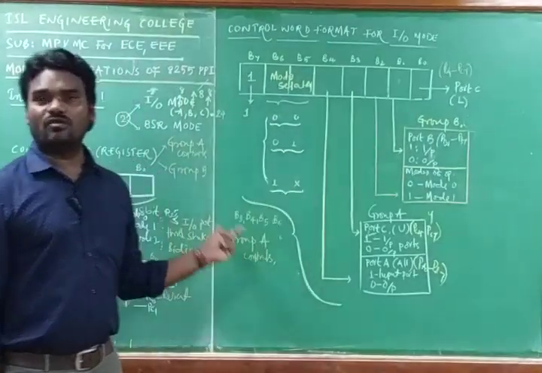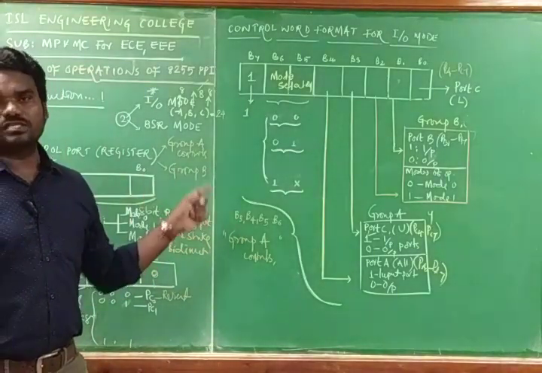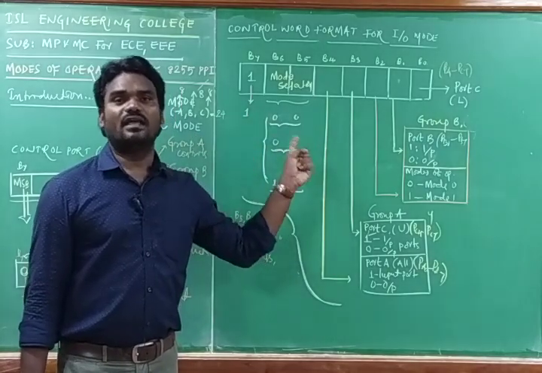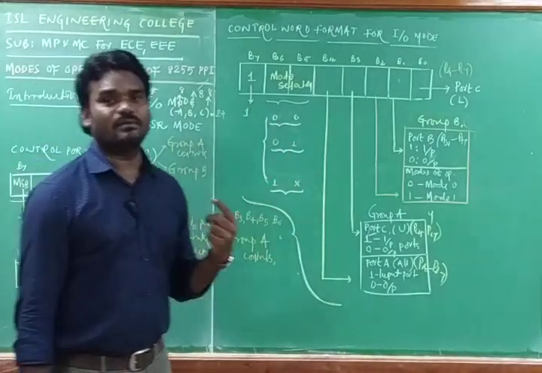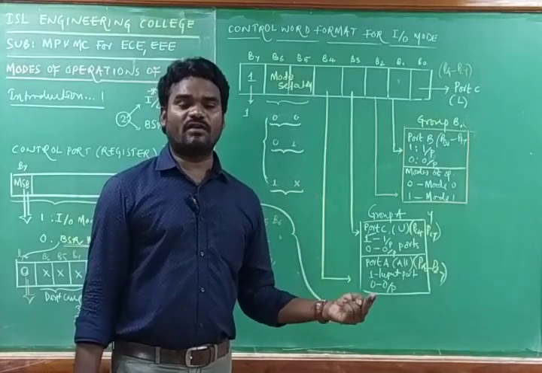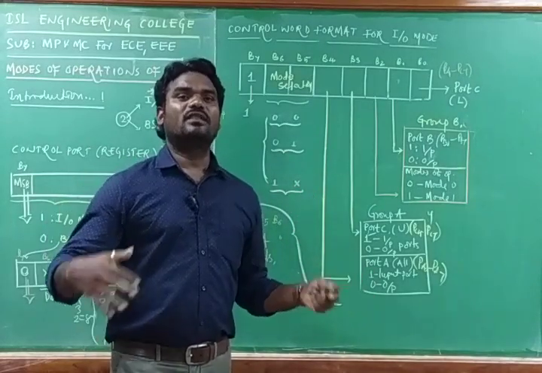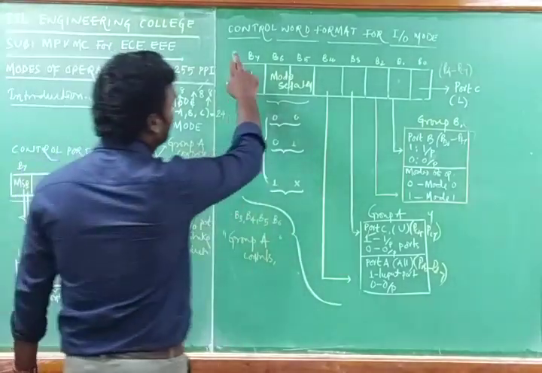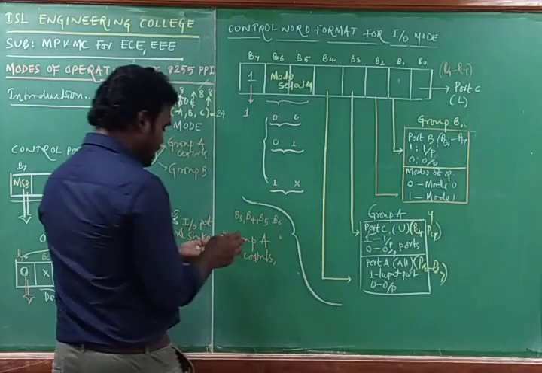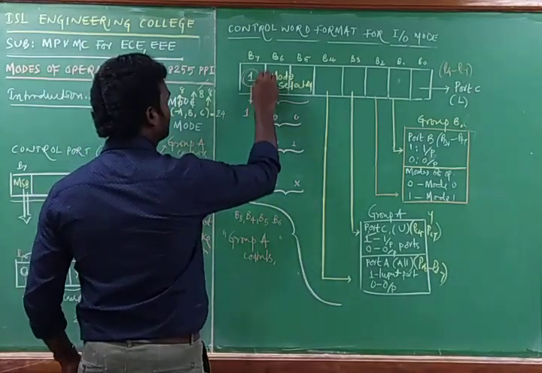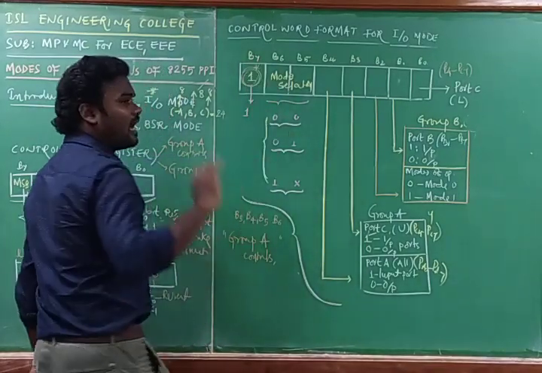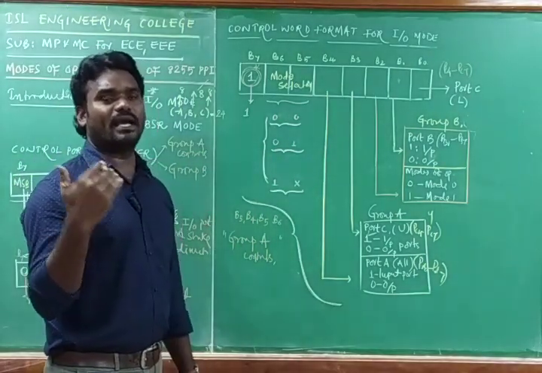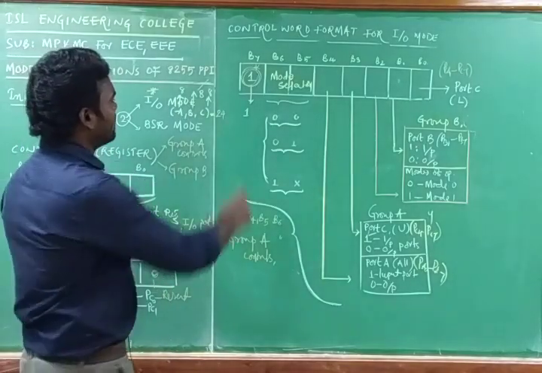We know that this control word is a register in which the MSB bit defines the type of the mode of operation. If the MSB bit is 1, the mode of operation is the IO mode. If the MSB bit is 0, it is the BSR mode of operation. We are going to study the IO mode of operation, so the MSB bit must be 1. Then only our 8255 integrated circuit is programmed to operate in the IO mode of operation. Now this is 1.